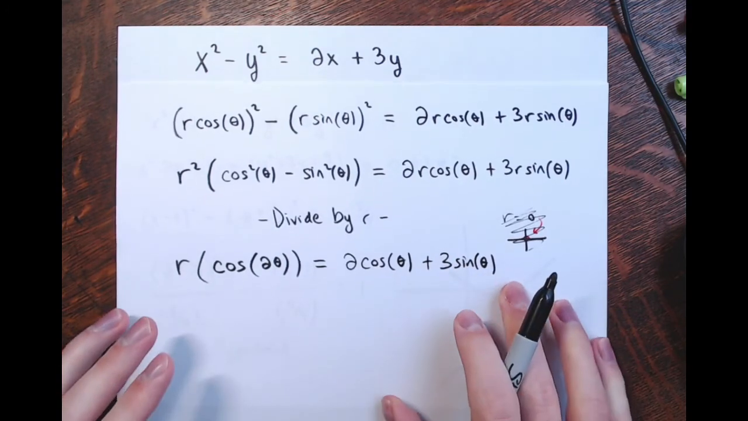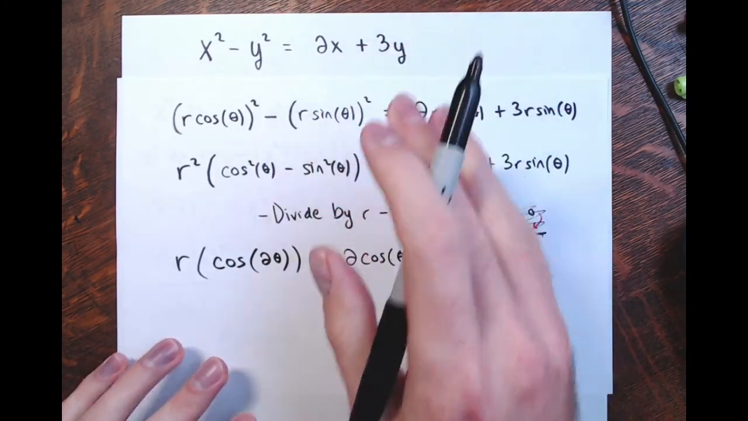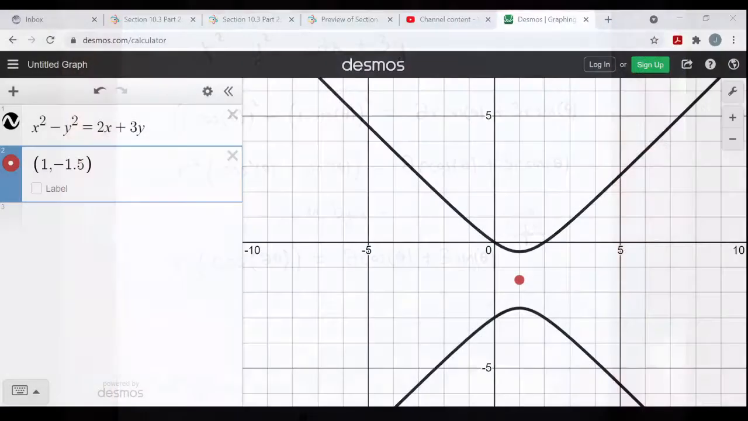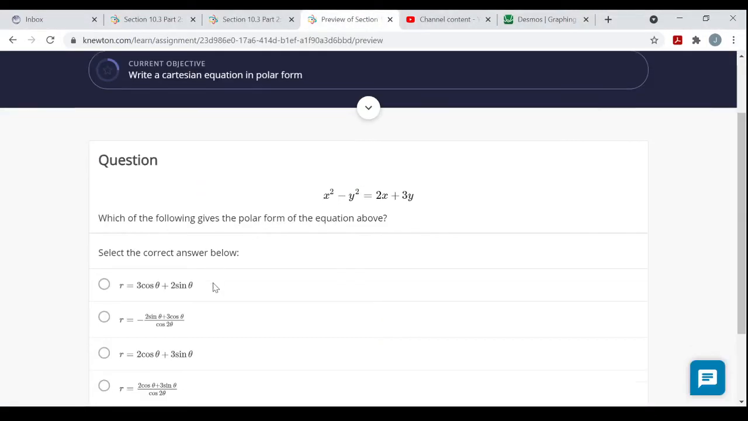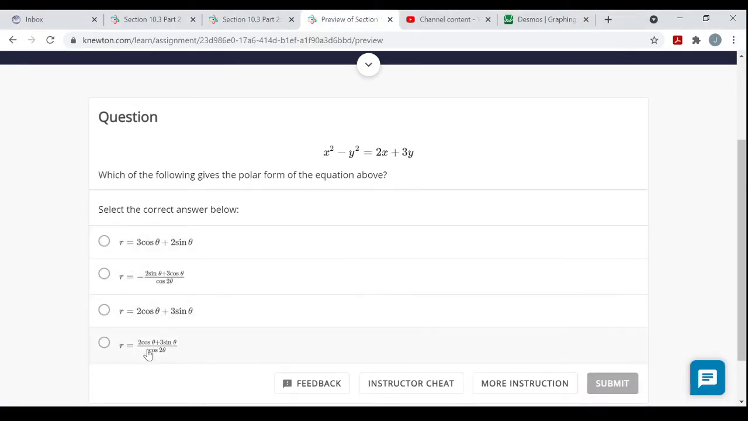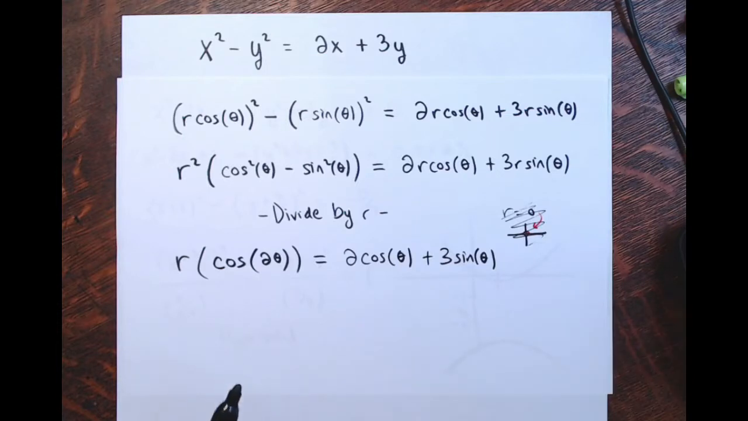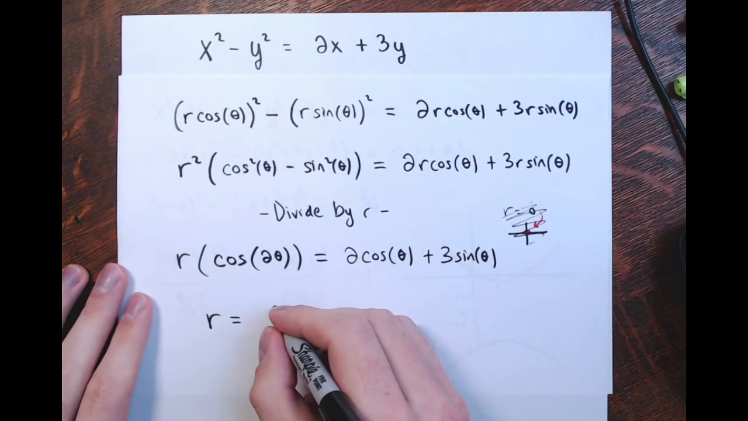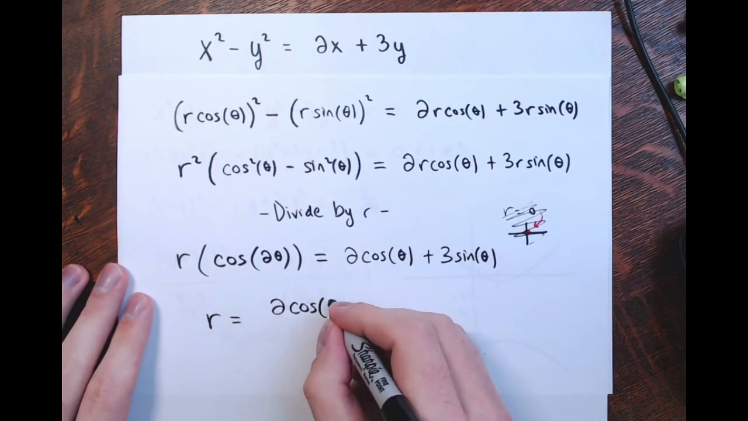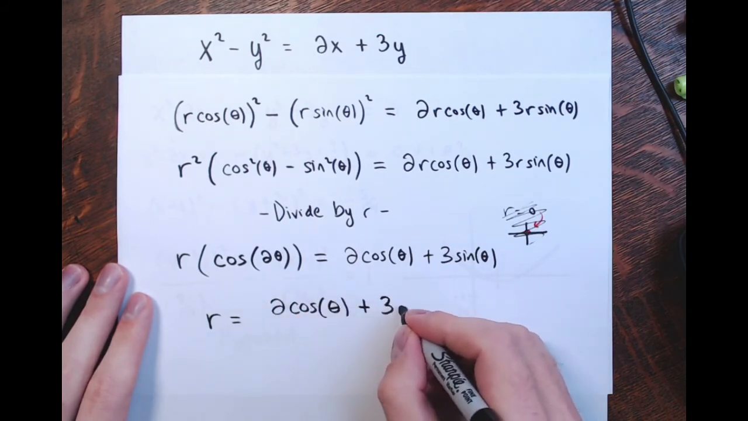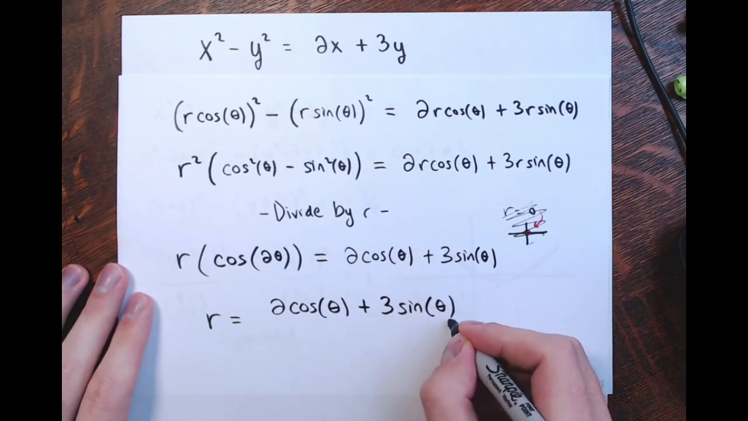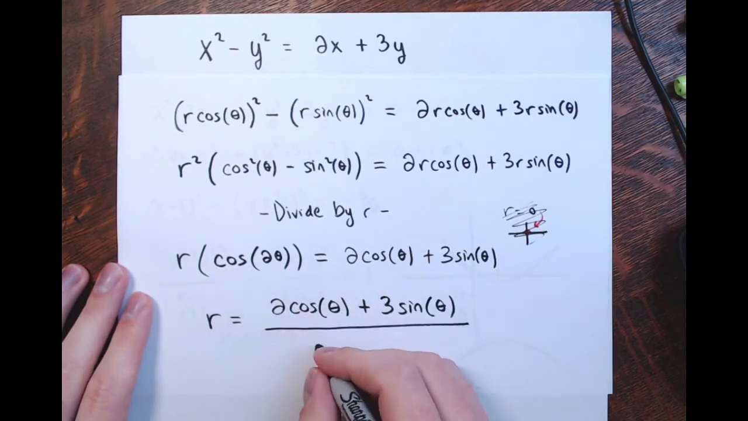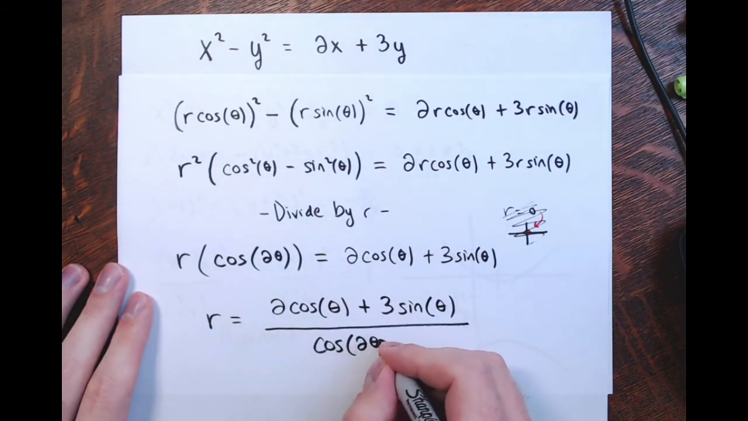And then typically we're going to have to solve for r. If I look at all my choices here, go back to the problem, seeing all these choices, they have r equals, r equals, r equals, and then the other side is in terms of theta. So let's do that on my paper. Solve for r. Just divide by cosine 2 theta here. So r equals, in the numerator, 2 cosine theta plus 3 sine theta, and then all of that divided by the cosine of 2 theta. And this is actually one of our options.